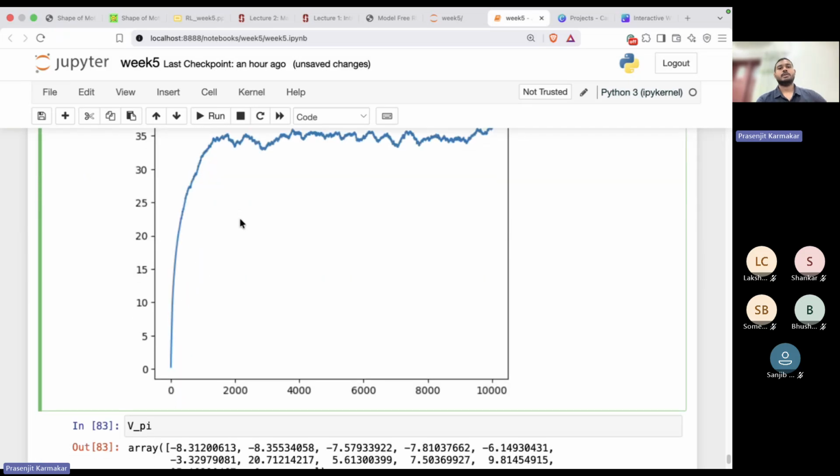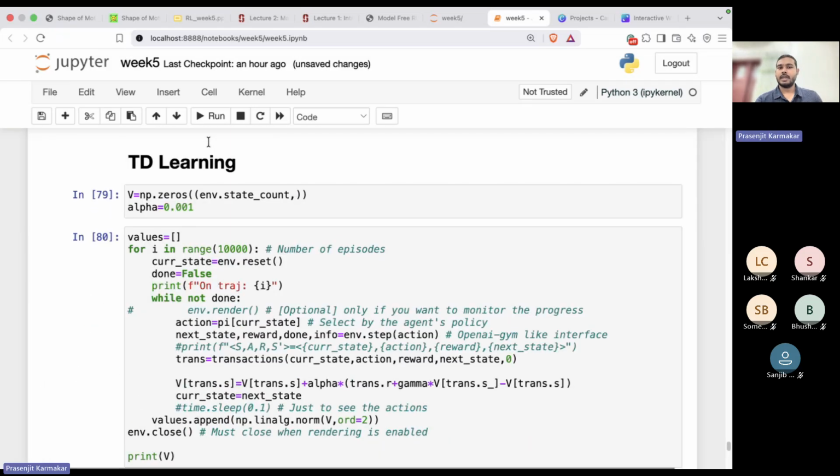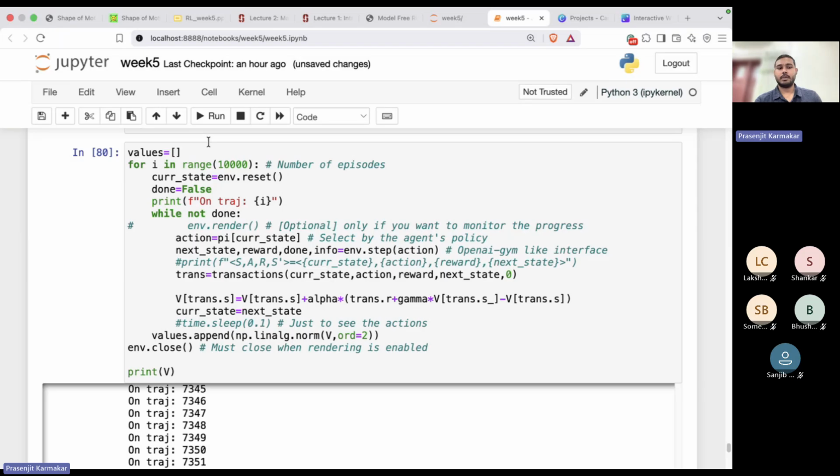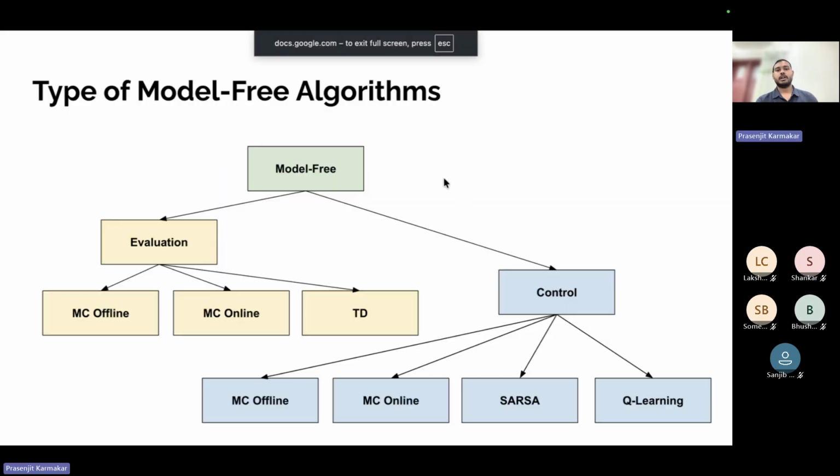Yeah. So anyway, these are methods to evaluate a policy by interacting. We don't have any method yet to improve a policy. Okay, so that comes under the control part. If I just go over here, we covered this entire subtree. So evaluation: Monte Carlo offline, Monte Carlo online, and TD.